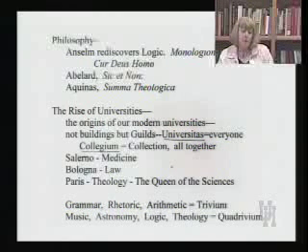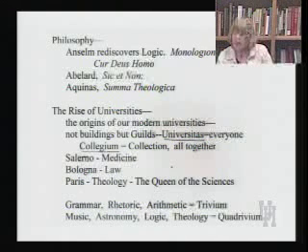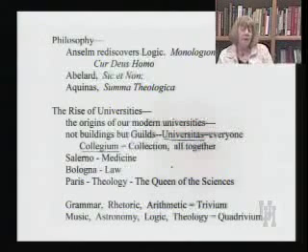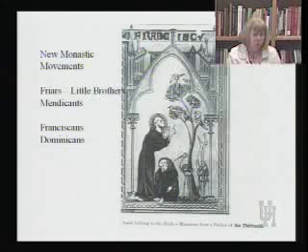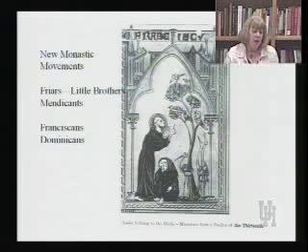The higher subjects were music, astronomy, logic, and theology, and that's what was taught in the universities, and this is called the quadrivium. When these courses were taught, well, there were new monastic movements. I'll mention the new monastic movements, and then I'll talk about how the classes were taught.